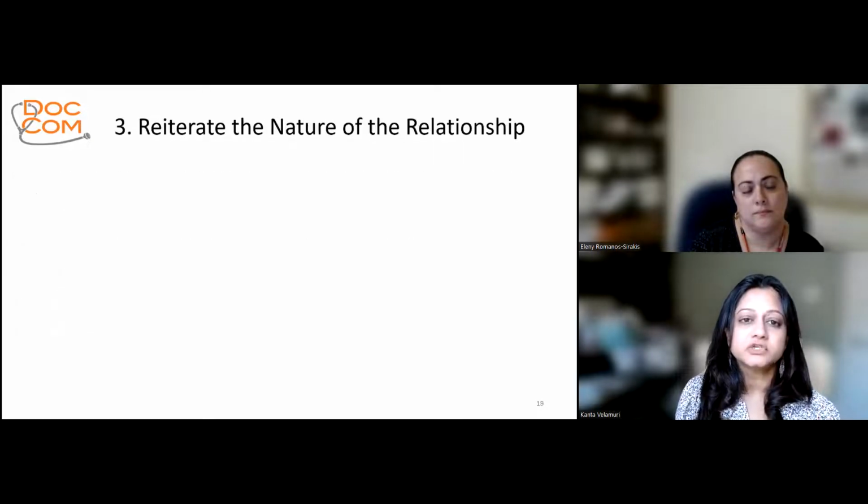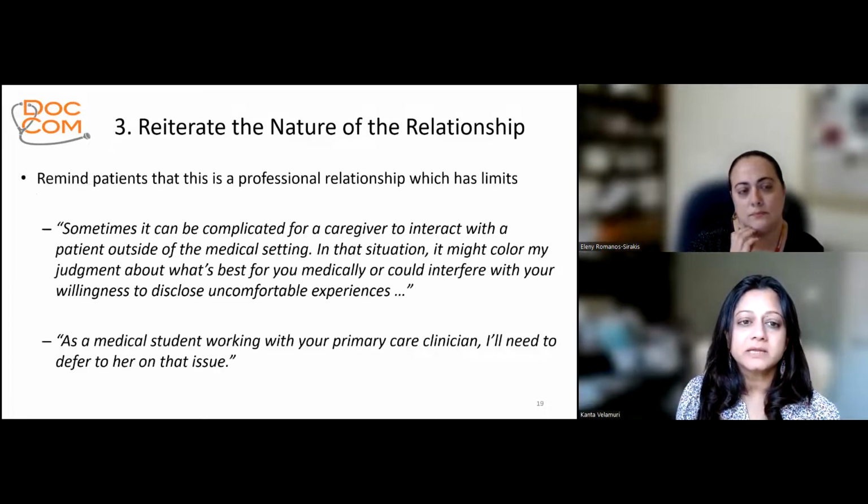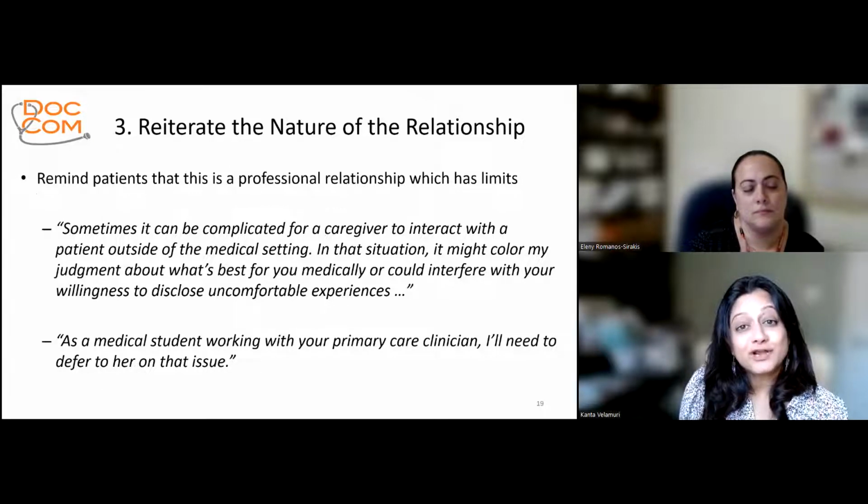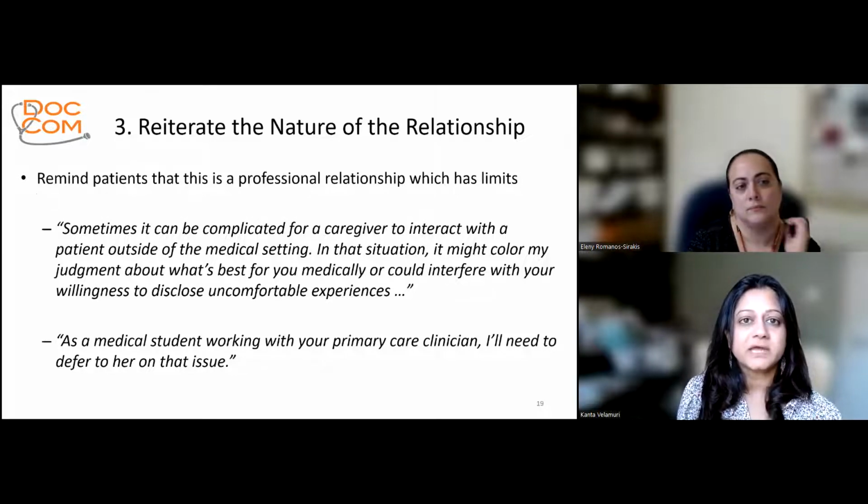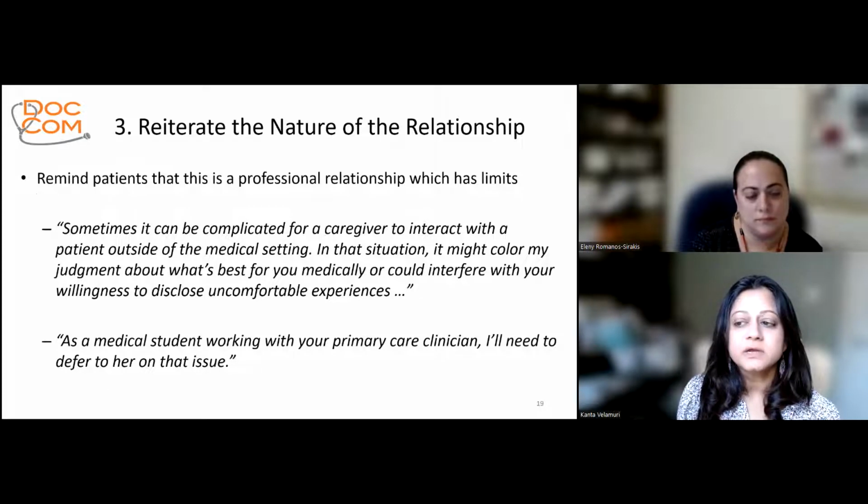The other thing you can do is to try and reiterate the nature of the relationship. So you want to remind the patient that this is a professional relationship. This is not a friendship relationship, even though your friend could be your patient at times, but the relationship that the patient is there for is a professional relationship.